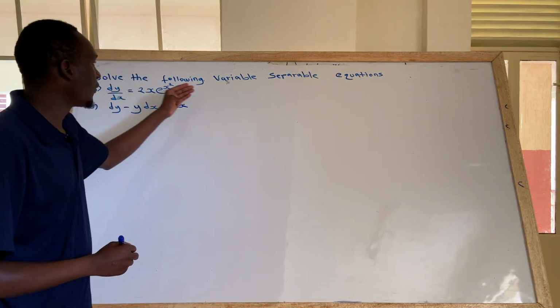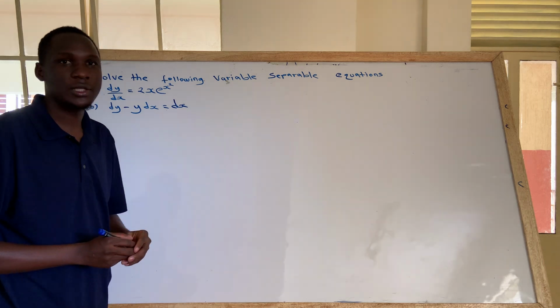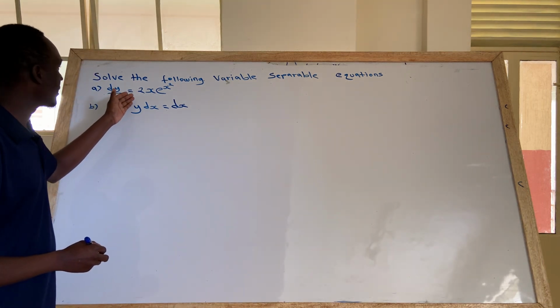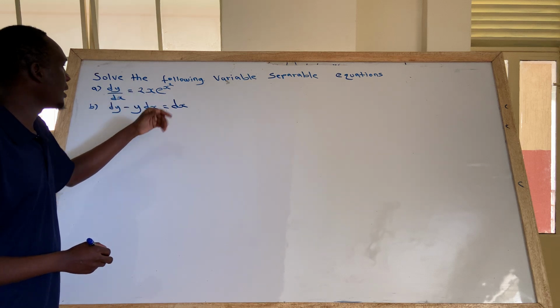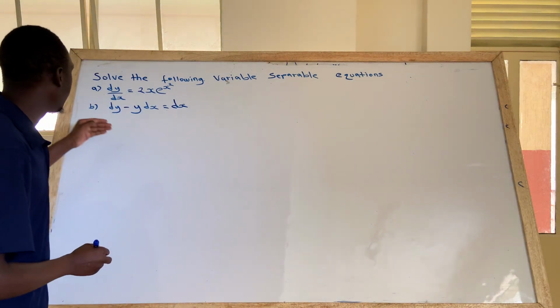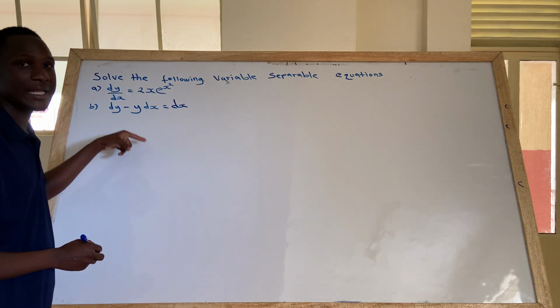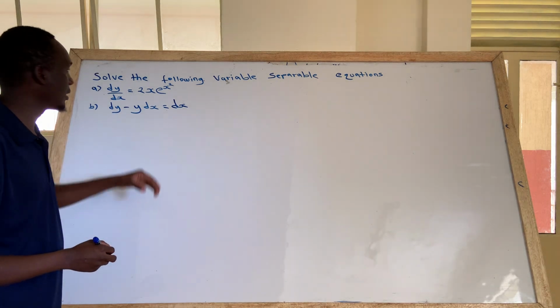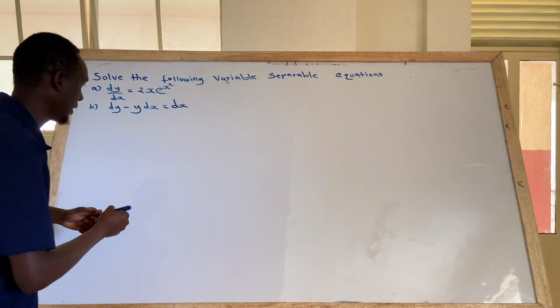So, solve the following variable separable equations. Part A: we have dy/dx equal to 2x e raised to x squared. And part B: we have dy dx minus y dx is equal to dx. Let's start with part A.